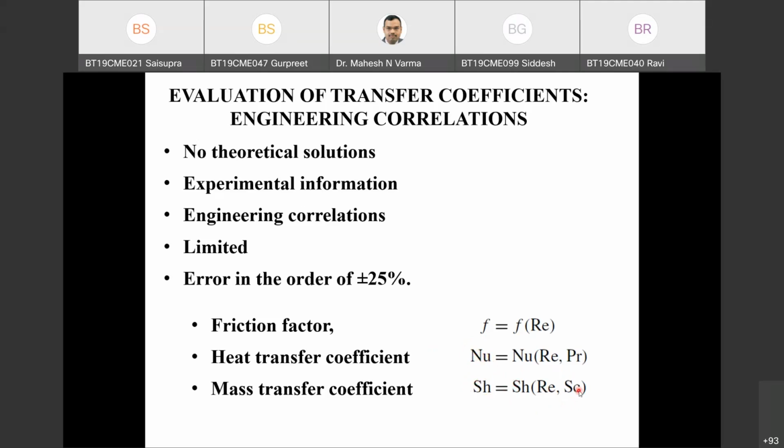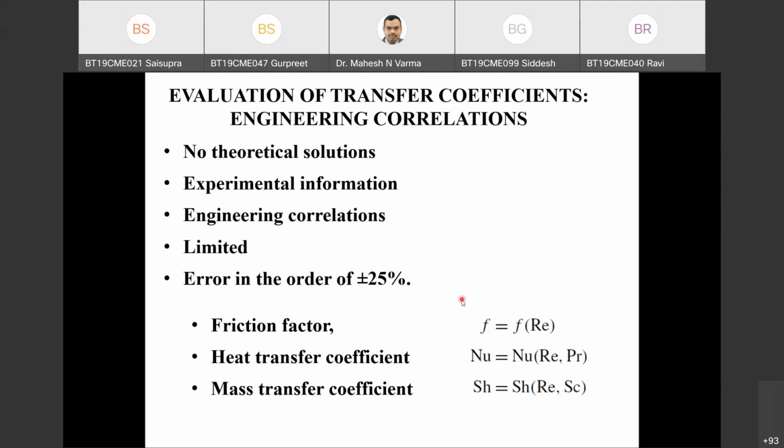This will be the engineering correlation for estimation of mass transfer coefficient. In the Sherwood number, you have KL divided by DAB. Sherwood number is Kc, the mass transfer coefficient, into characteristic length, divided by DAB. That is a function of Reynolds number and Schmidt number.